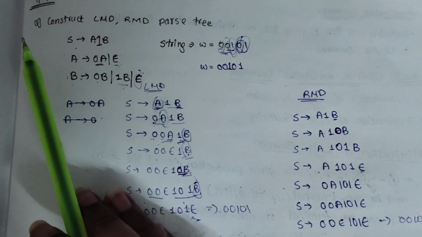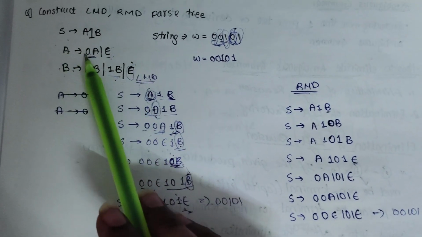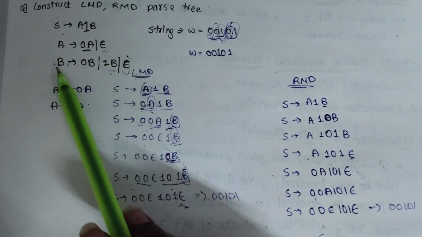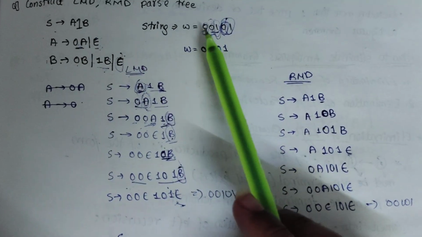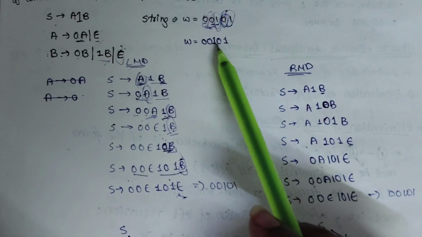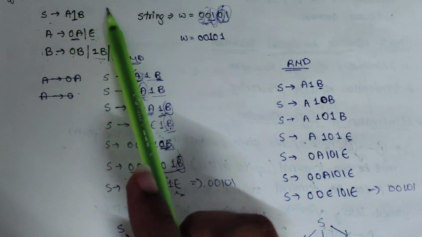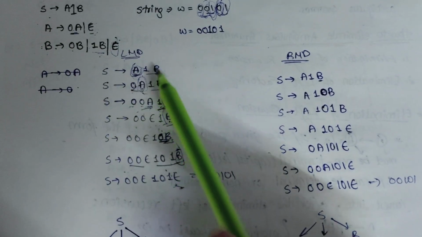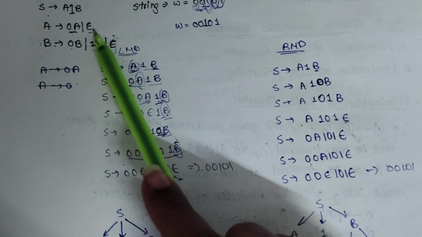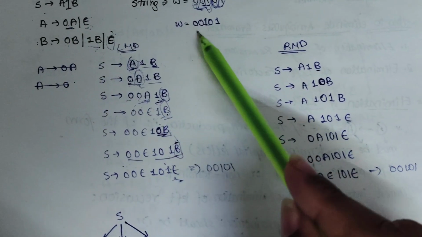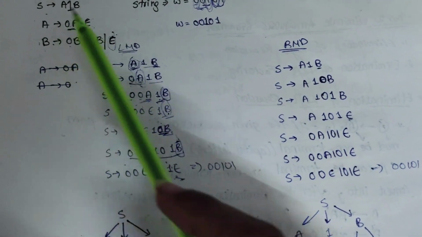So let us look at another example. Here we got three productions. S gives A1B, A gives 0A or epsilon, B gives 0B or 1B or epsilon. So what is the string that we need to get at the end of the day? 0, 0, 1, 0, 1. So let us start with the first production. S gives A, 1B. How do you think this A can be replaced? It can either be replaced as epsilon or 0A. But the first character of our string is 0. So we'll replace it with 0A.